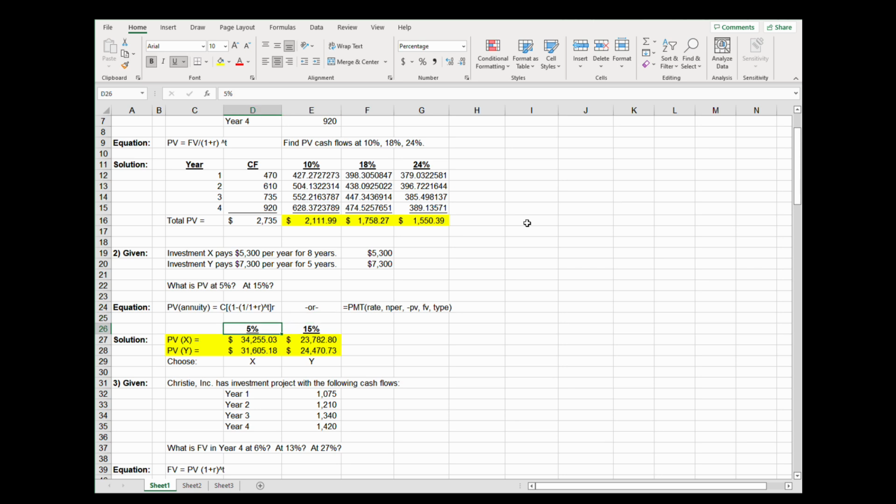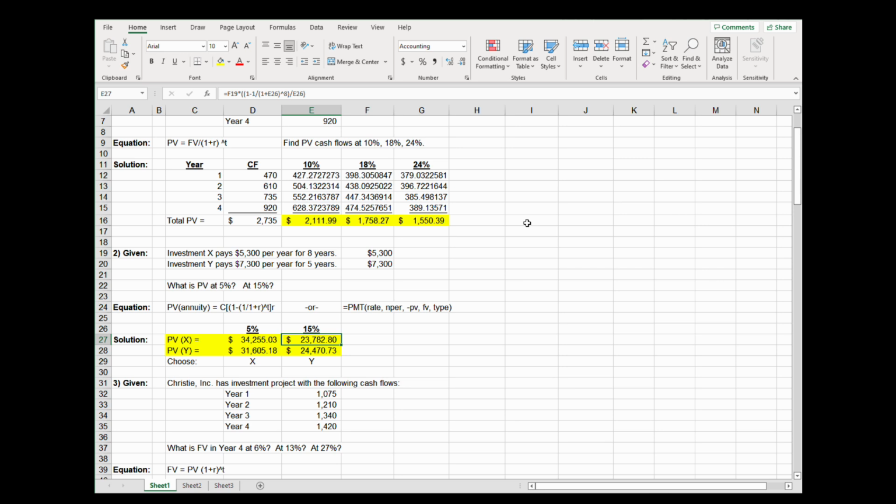Plug in the numbers. Let's just do the first one. Present value for project X is 5,300 times the quantity 1 minus 1 over 1 plus 0.05 to the 8th, all of that divided by 0.05. And that's the PV annuity formula, and I get $34,255.03. Doing the same thing with the $7,300, I just plug in $7,300 for C, and I get $31,605.18. And then I do the same thing at 15%.